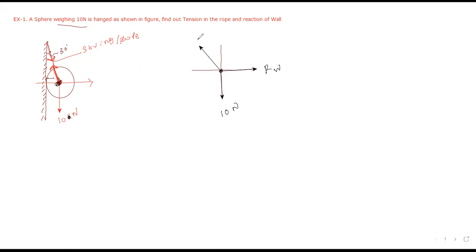This is reaction of wall. And this is your tensile force in a rope. Is it clear or not? આટલું ખબર પડી? Students, let me know, is it clear or not? I want answer from all the 50 students. Only 2 or 3 people are giving me answer. Okay, chalo, fair enough. Fine.